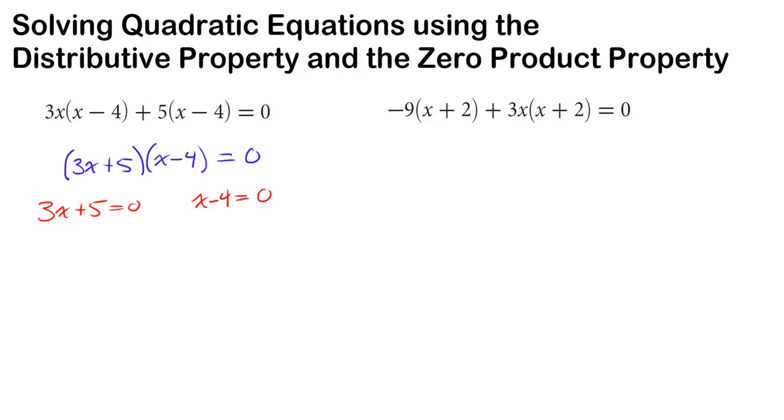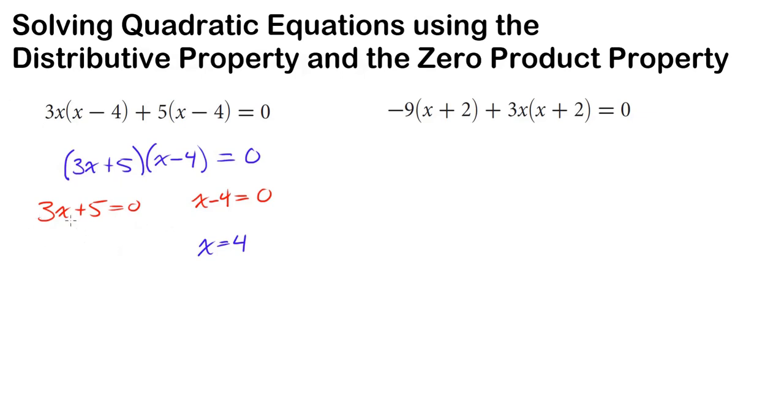Now, one of these we already know the solution to. It's very easy. This x here has a coefficient of 1, so we know that the solution is going to be the opposite of -4, so we know x equals +4. But here on this equation, 3x plus 5 equals 0, we can't use that trick because our coefficient of x is not a 1. So this is actually a two-step equation, so we need to go ahead and work this out.